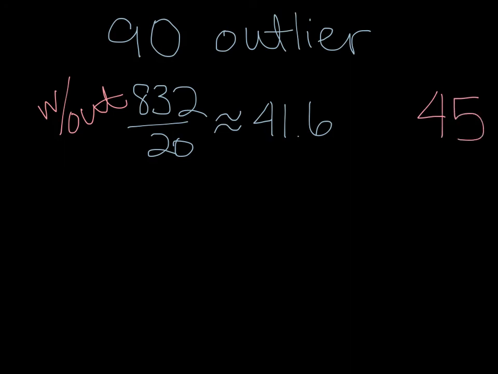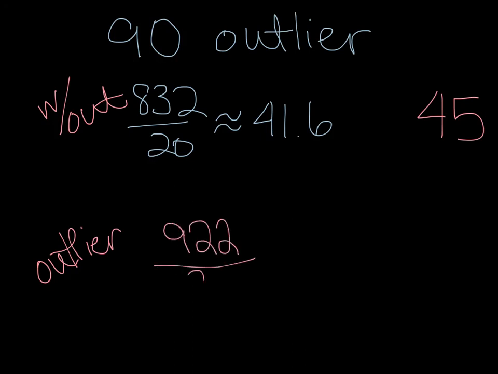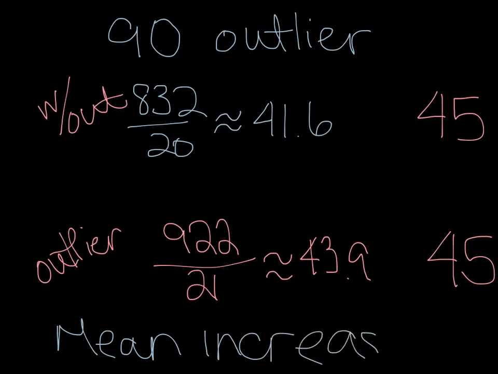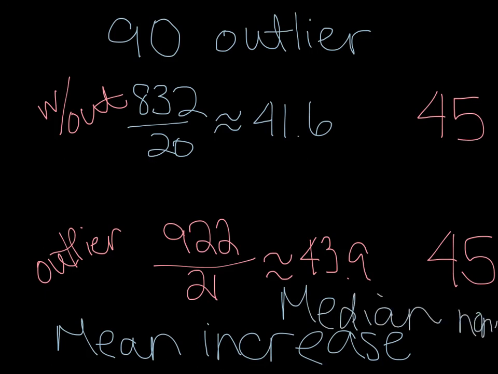With the outlier, the mean becomes 922 over 21, which is approximately 43.9, but the median is still 45. So the effects of the outlier here would be that the outlier causes the mean to increase, but there is no effect on the median. So you could just say none.